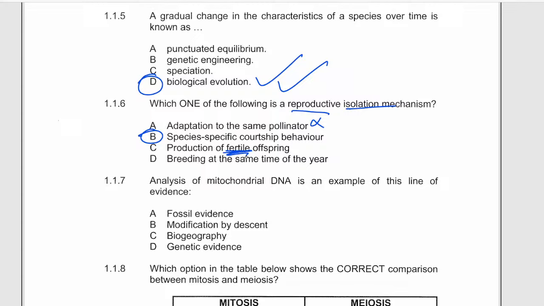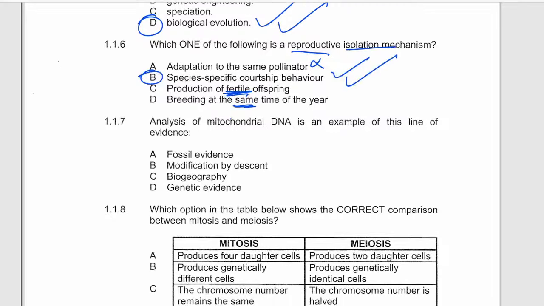Production of fertile offspring, it is fertile, meaning that it can breed. It can produce another baby. Breeding at the same, not different times of the year, same time of the year. That one is also fine. You understand? So the most correct answer looks to be B.